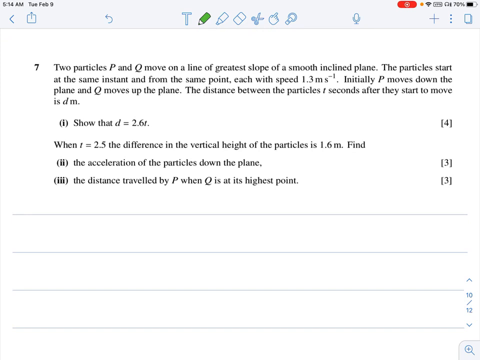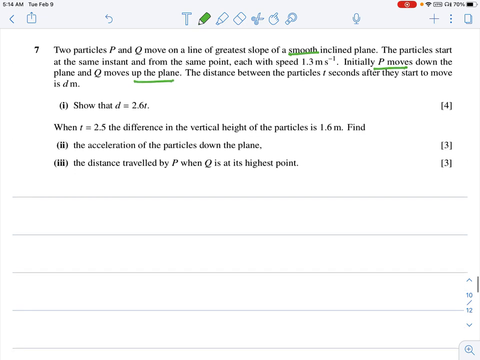Question number 7, the last question. Two particles P and Q move on a graded slope of a smooth inclined plane, so no friction. The particles start at rest at the same instant and from the same point, each with a speed of 1.3. Initially P moves down the plane and Q moves up the plane. So let us draw the diagram carefully.